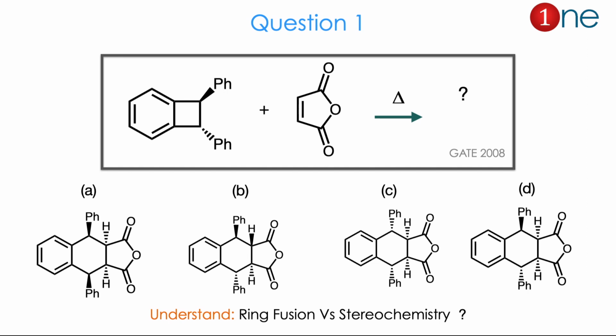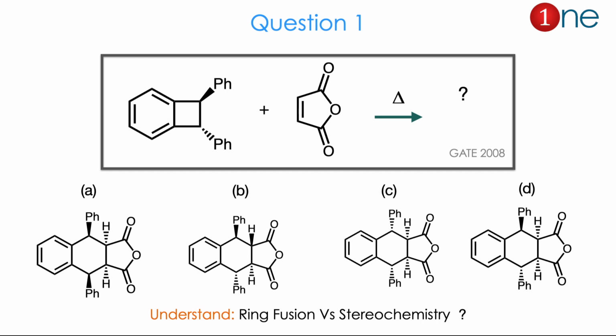Let us see question number 1. The starting material is a fused system with benzene and cyclobutane. You have 2 phenyls in anti position. Then you have an anhydride. You are heating it. They ask you to find the product. The products are a fused system with a new anhydride ring.